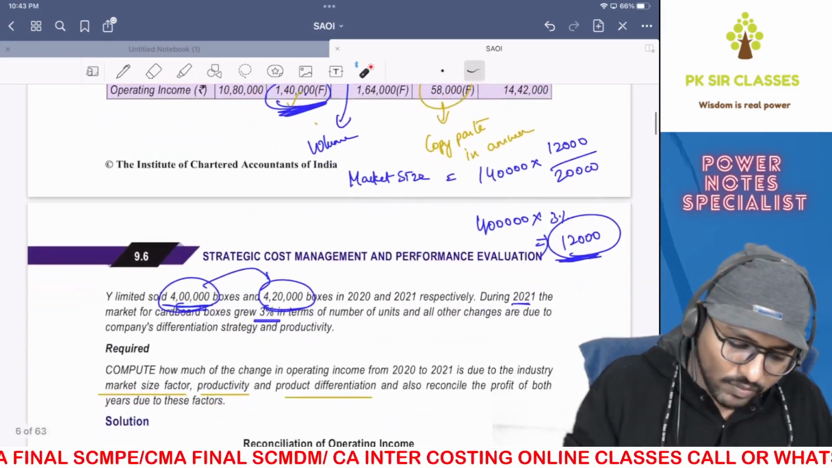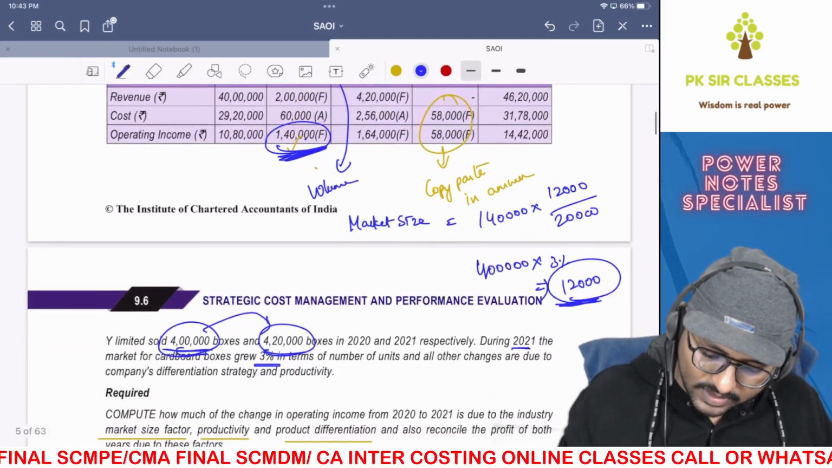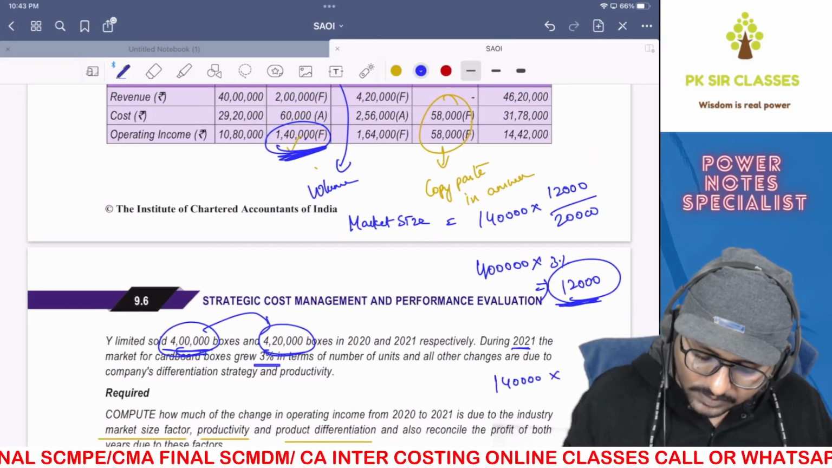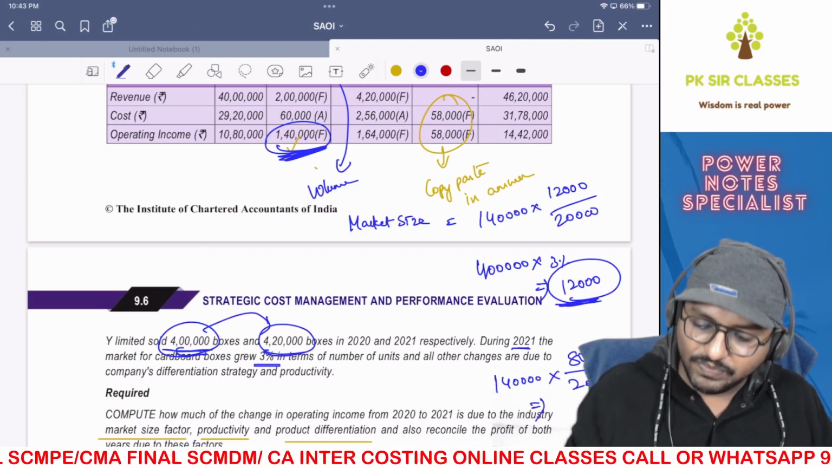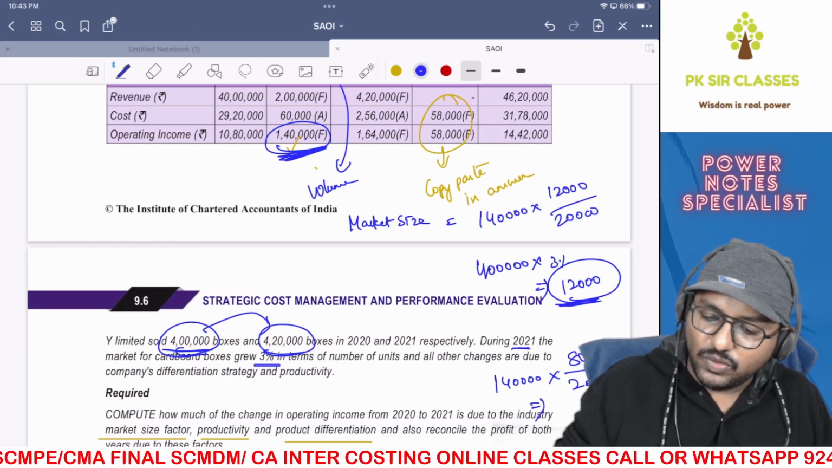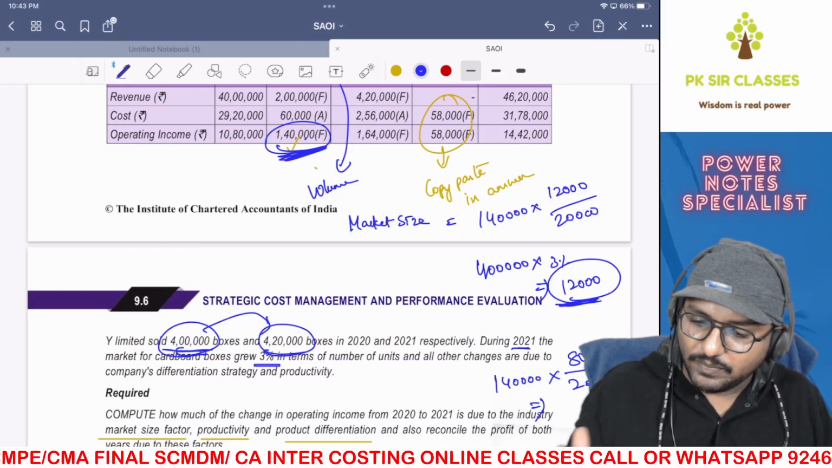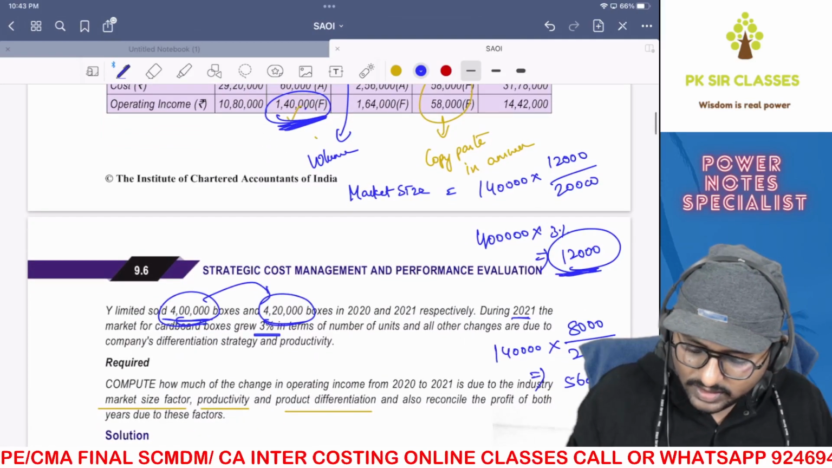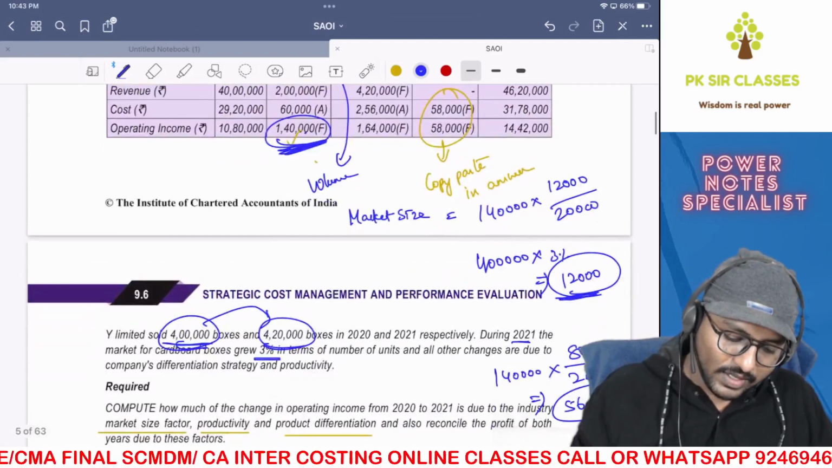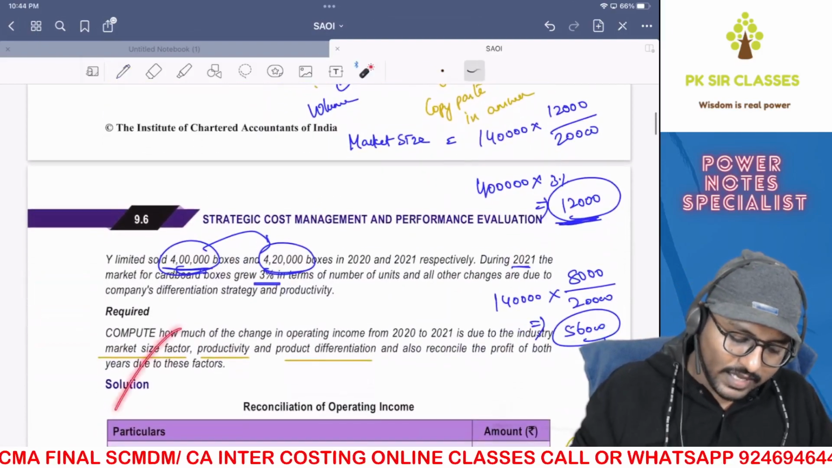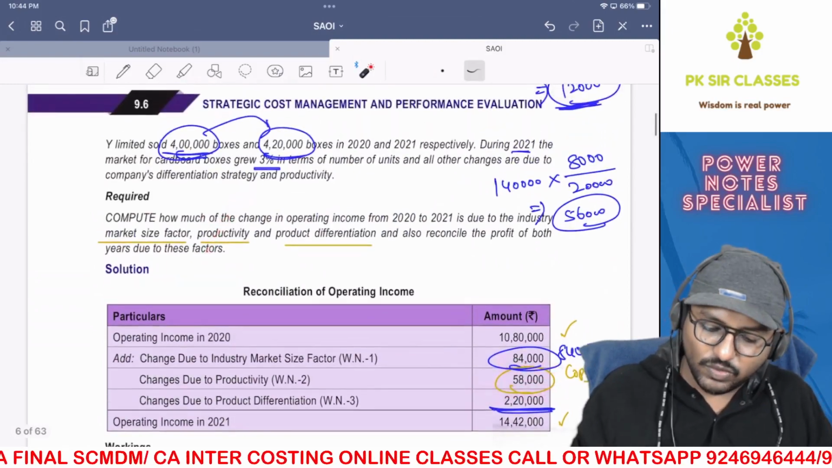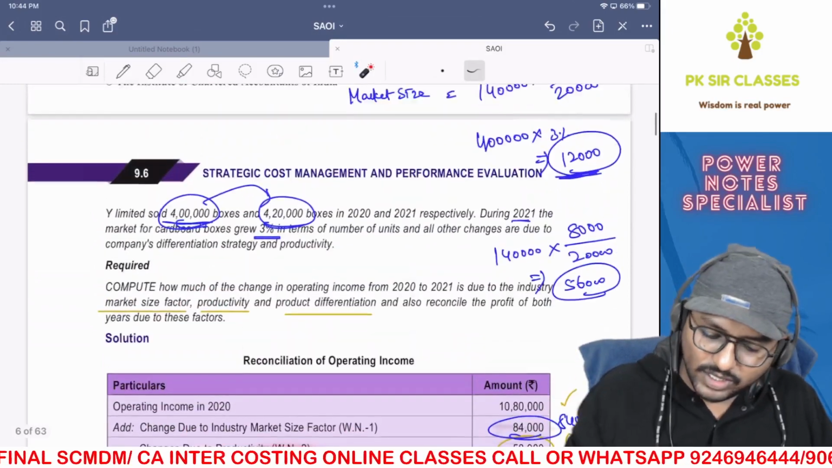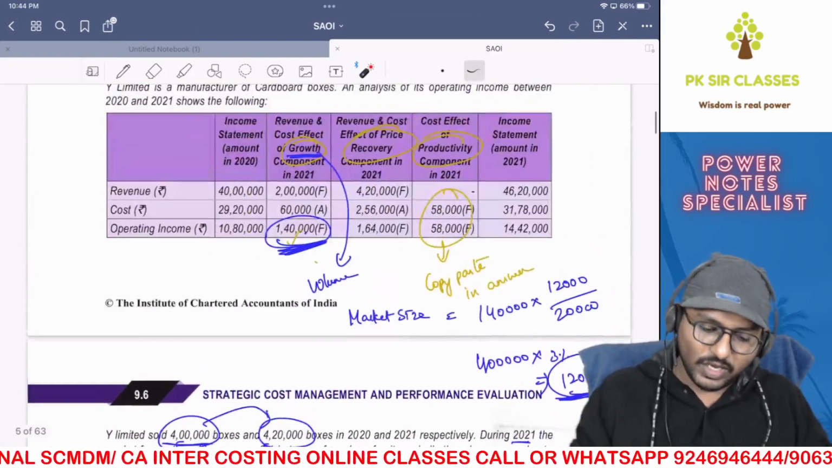So what will be your calculation? Same 1,40,000 into now 8,000 units divided by 20,000 units. So 1,40,000 into 8,000 divided by 20,000 is 56,000. This will come under which one? Already we are done with 2. Market size is done, which is 84,000. Productivity is done, copy paste, which is 58,000. So what is left over? Product differentiation. Under that, this 56,000 will come.